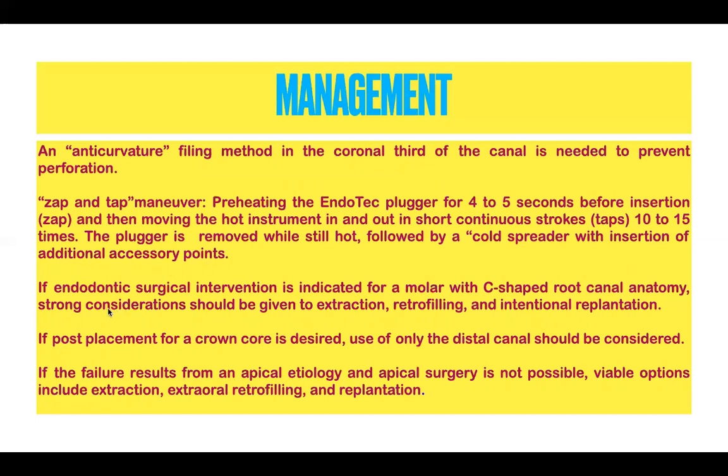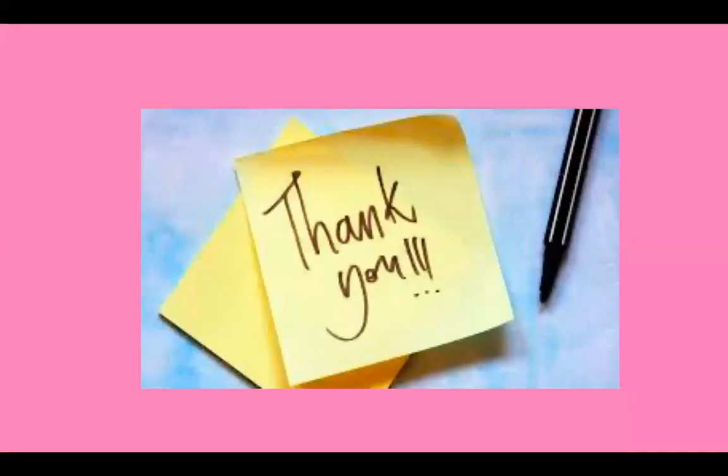If endodontic surgical intervention is indicated for a molar with C-shape root canal anatomy, strong consideration should be given to extraction, retrofilling, and intentional replantation. If post placement for a crown core is desired, use of only the distal canal should be considered. If the failure results from apical etiology and apical surgery is not possible, viable options include extraction, extraoral retrofilling, and replantation. So this is all about the C-shaped canal configuration.